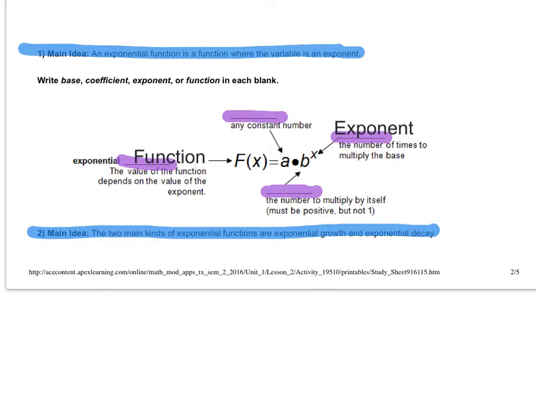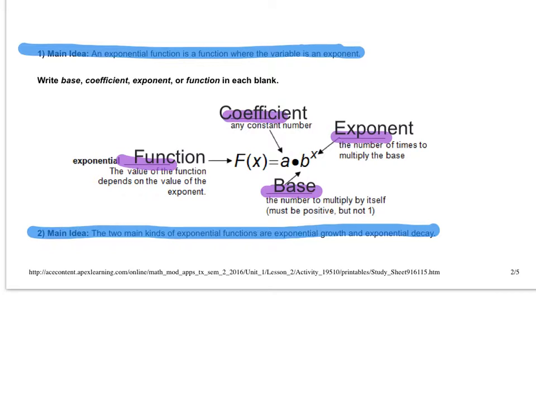Now, the coefficient is just a number that is in front of the variable, and it's any constant. So on this line you would just put coefficient, and here you would write the word base, the number to multiply by itself. All right, it must be positive, but not 1.